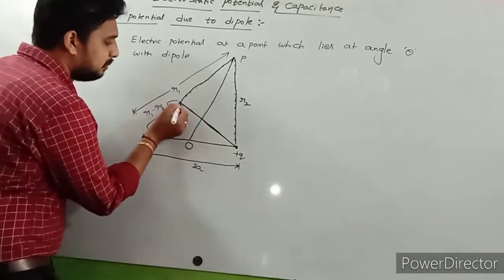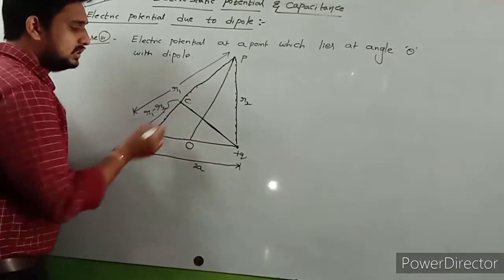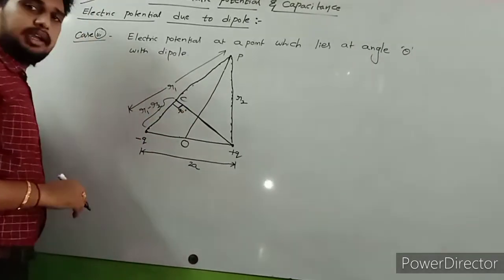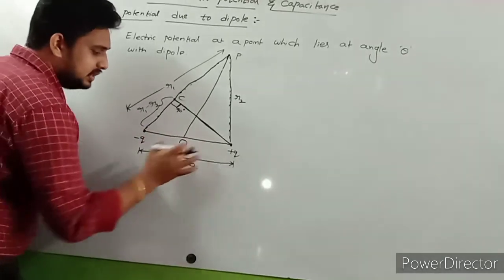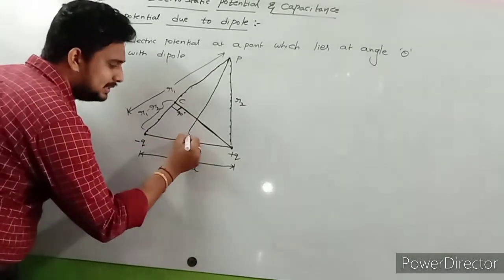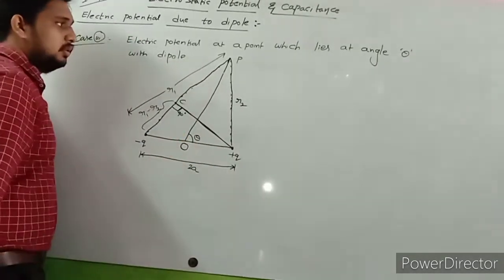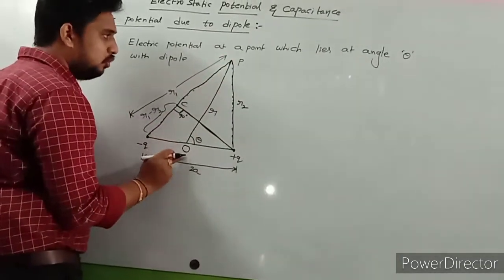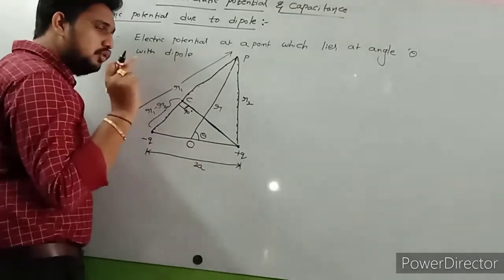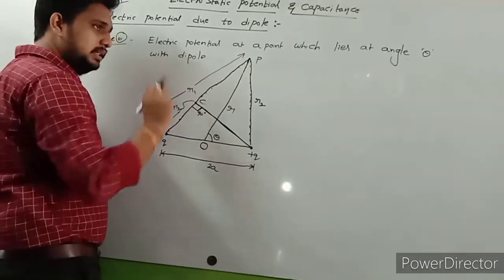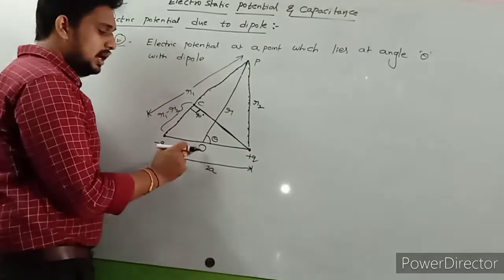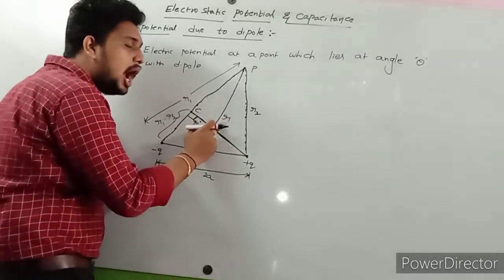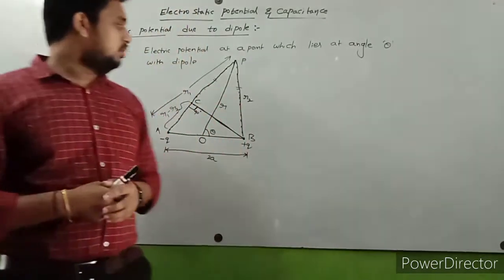Let us assume this is some point C. Then this is a perpendicular, definitely 90 degrees. This is the dipole, and it makes some angle theta with the line from O to P, which we call R. In the earlier two cases also, the distance from the center of the dipole to the point is called R.